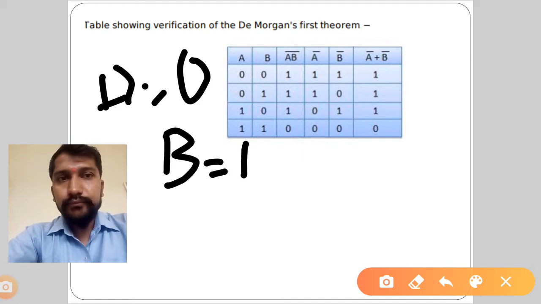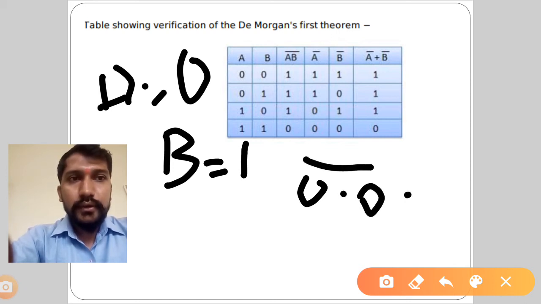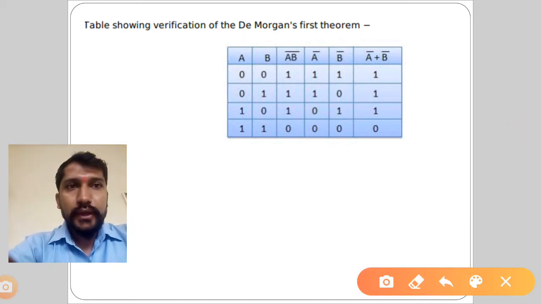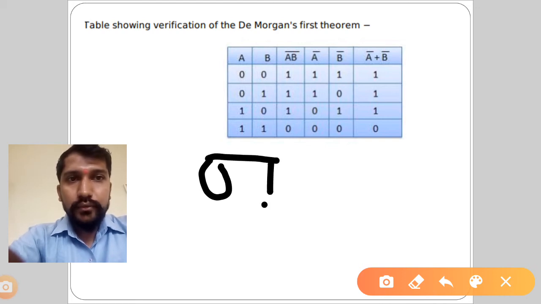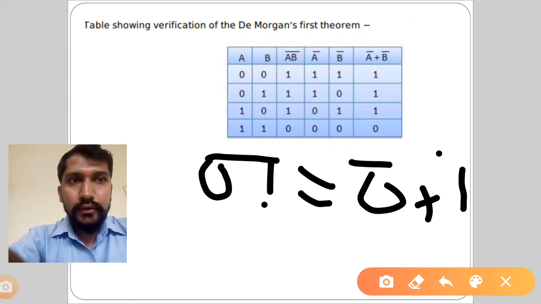Now let us solve. 0 into 0 bar is equal to 0 bar plus 1 bar. Sorry, I will take it again. A is 0 and B is 1. A dot 1 bar is equal to, next, 0 bar plus 1 bar.